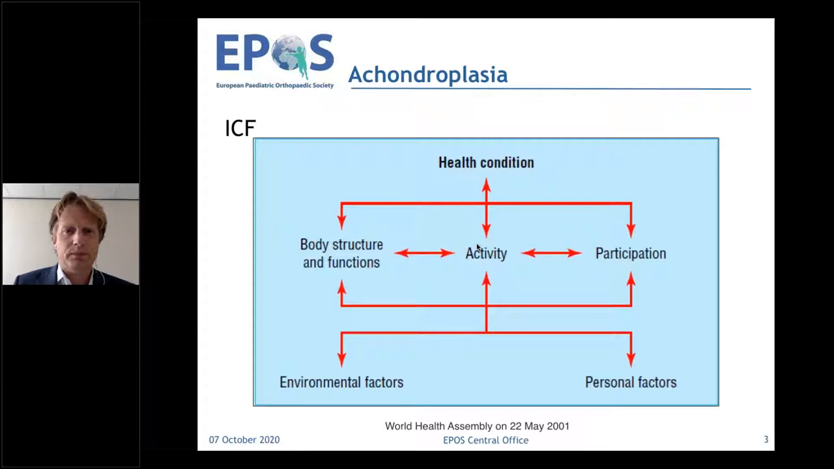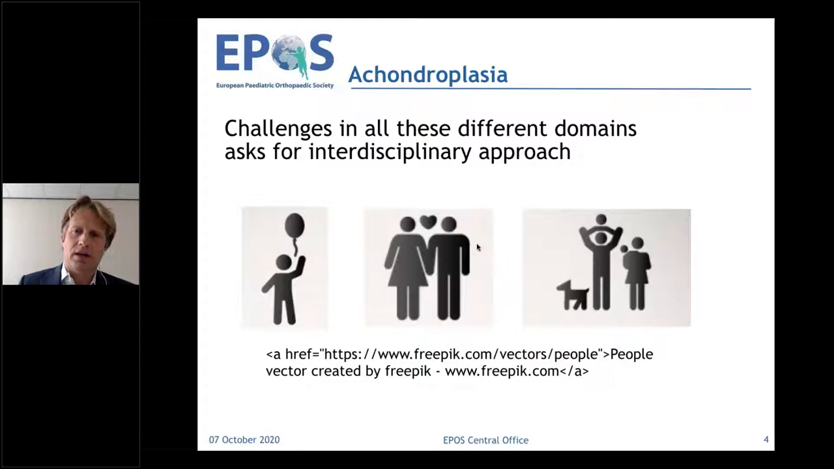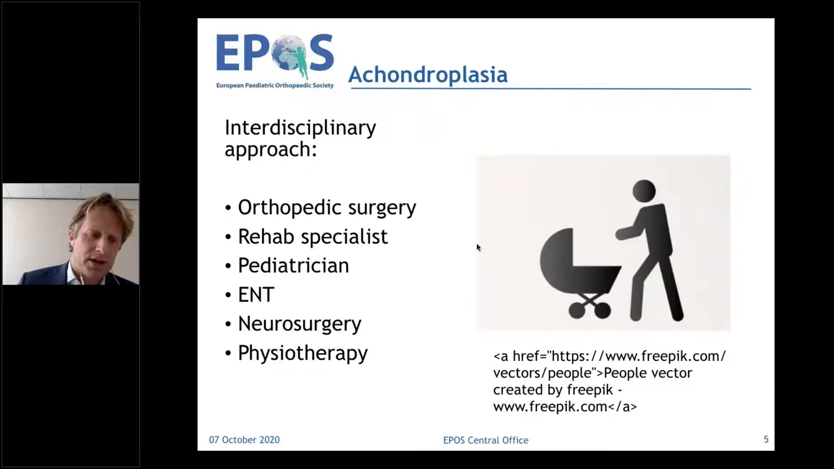So people with achondroplasia have challenges in different domains, and all these challenges, they ask for an interdisciplinary approach, since all of us are pediatric orthopedic surgeons. Most of us are not fitted to address all these problems in their clinics. So the best thing to do is do not see those patients alone, but see them with a specialized team, which should consist of an orthopedic surgeon, obviously, a rehab specialist, pediatricians, ear, nose and throat doctors, neurosurgery and physiotherapy.